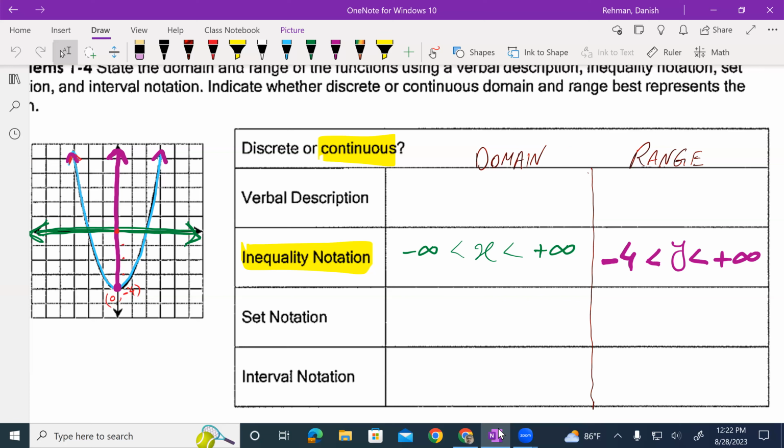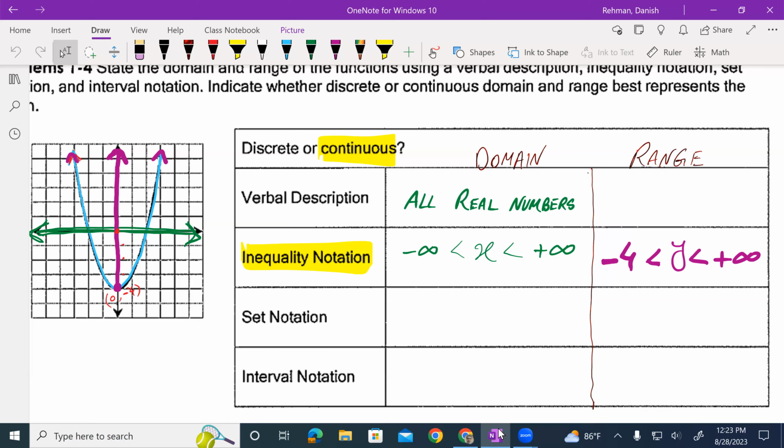Now, I will bring in the other notations. Verbal description. When I put the verbal description for the domain for this same function, from negative infinity to positive infinity, whenever you have this, you will mention all real numbers. That's the domain. All real numbers. If there is any break or there is a starting point, then we will say greater than or less than, or greater than or equal to that specific number. Verbal notation is easy.